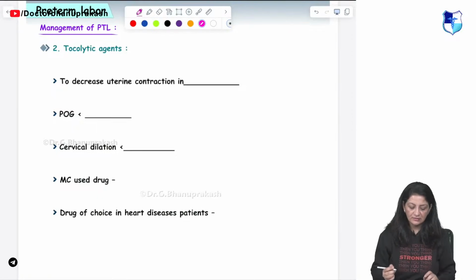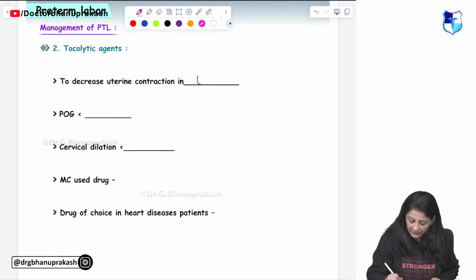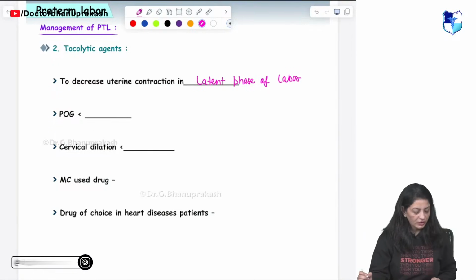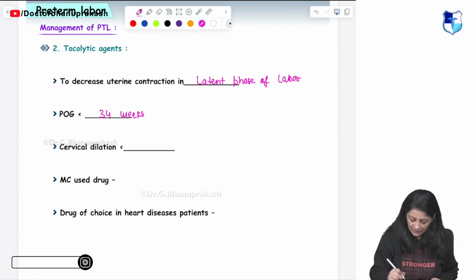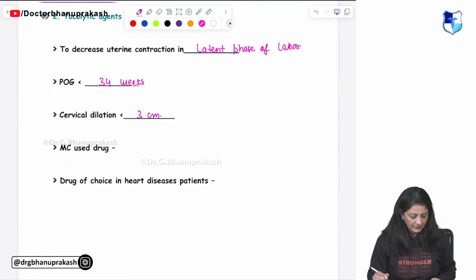Tocolytic agents decrease the uterine contractions in the latent phase of labor, when the dilatation is less than 3 centimeters and the period of gestation is less than 34 weeks. What is the most commonly used tocolytic drug? Nifedipine.